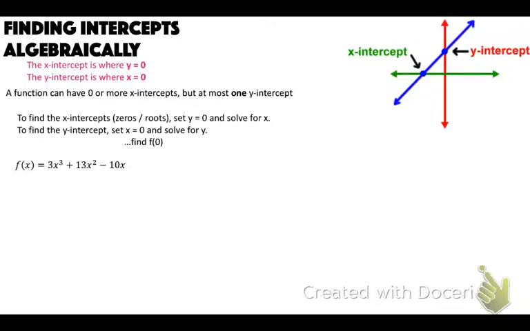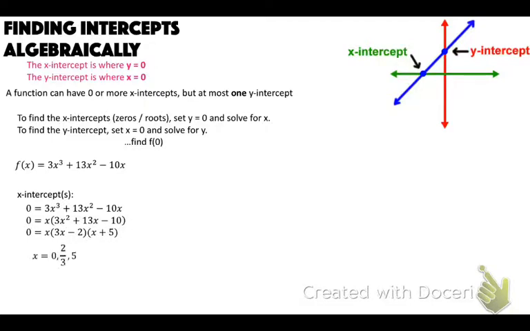Cool. This one, so x-intercepts, set it equal to 0 and solve. So I'm going to factor out an x, and then I'm going to factor that, and that factors to 3x minus 2 and x plus 5. And then we're going to set all those factors equal to 0, and you end up getting x equals 0, x equals 2/3, and x equals 5. That should have been a negative 5. That's my bad. This should be a negative 5, because we subtract 5 right there, right?